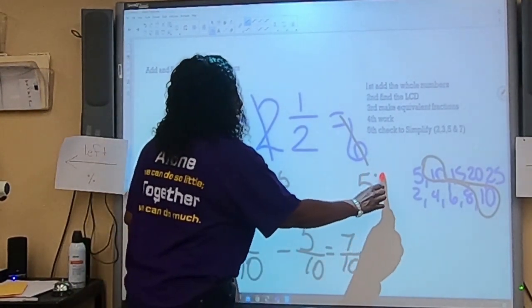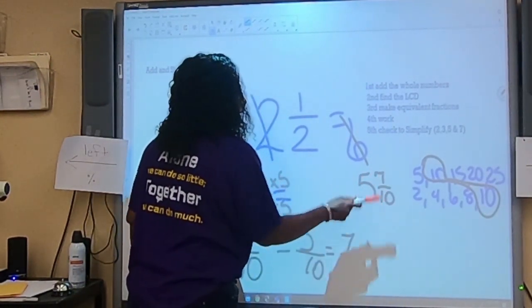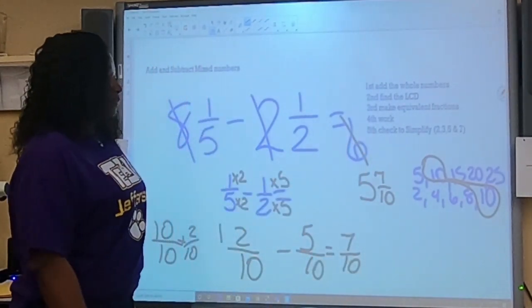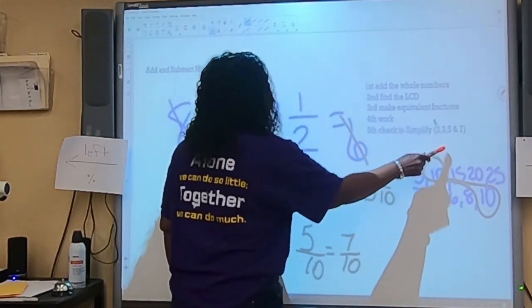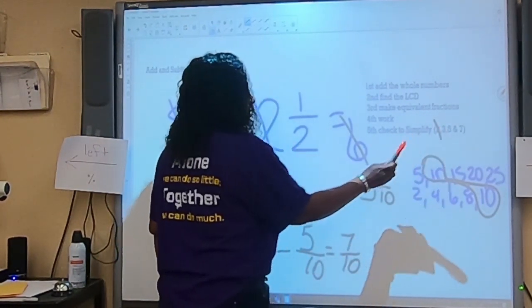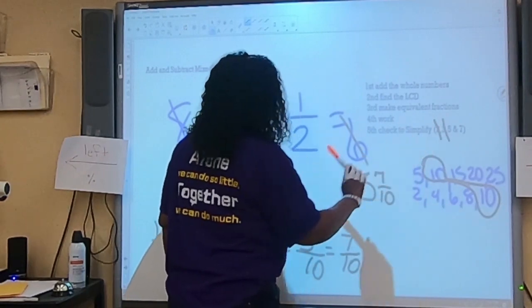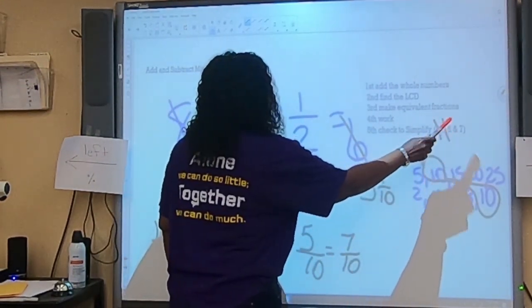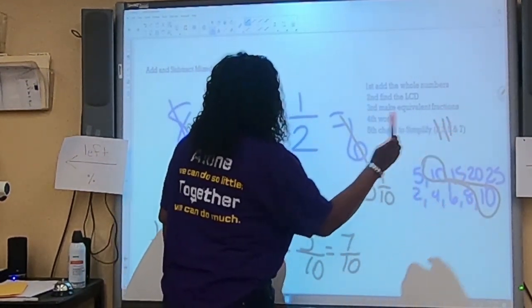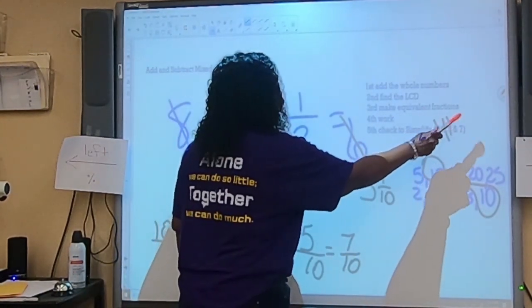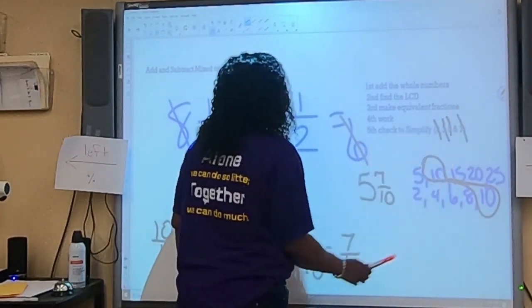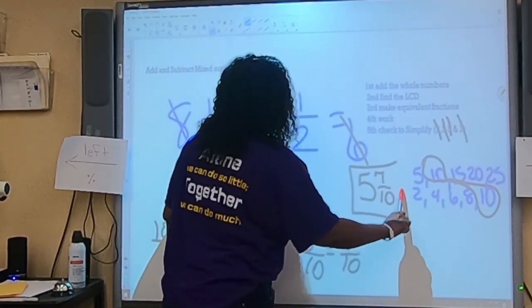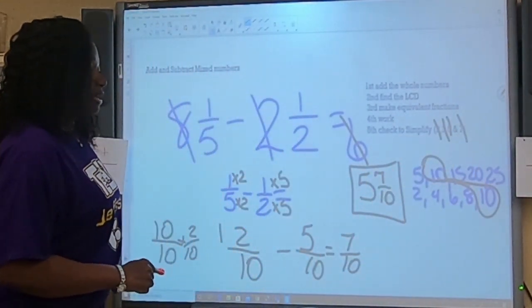So I write that with my whole number. Now I'm going to check to simplify. When I skip count by 2, I do not say 7. When I skip count by 3, I do not say 7. When I skip count by 5, I do not say 7. When I skip count by 7, I do say 7, but I do not say 10. So my final answer is 5 and 7 tenths.